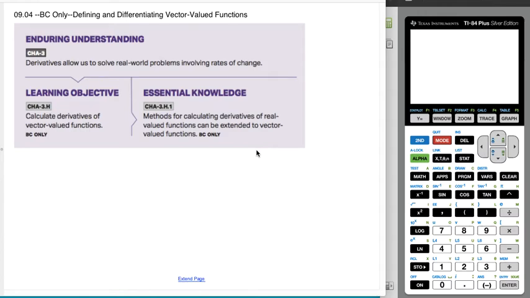All right, this is AP BC Calculus. We're doing Unit 9, Section 4. This is a BC only topic. So we are defining and differentiating vector-valued functions, which I will probably call VVF sometimes because it's easier. So let's go ahead and get started.